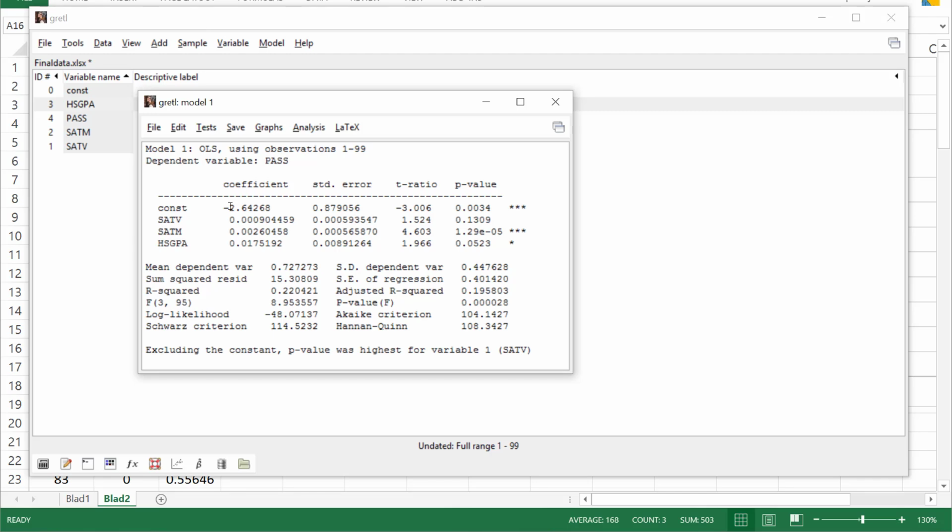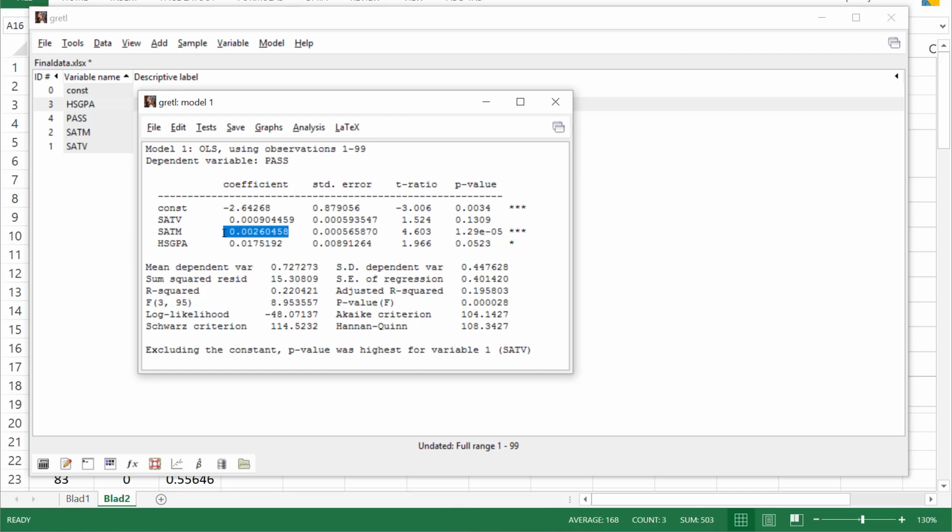So here we can see some really weird things. This actually tells us that the student with a 0 on the SATV, 0 on the SATM, and 0 as the GPA will have a minus 264% probability of passing the exam. That is clearly nonsense. And one of the reasons that we get such a weird result is that we have no students which are even close to having zeros for the explanatory variables.